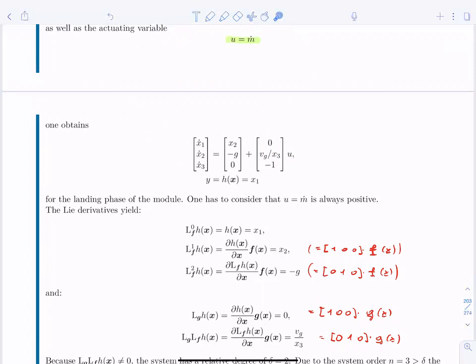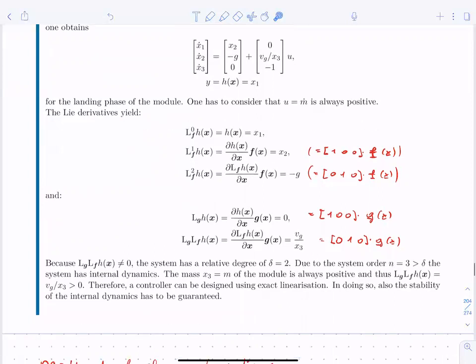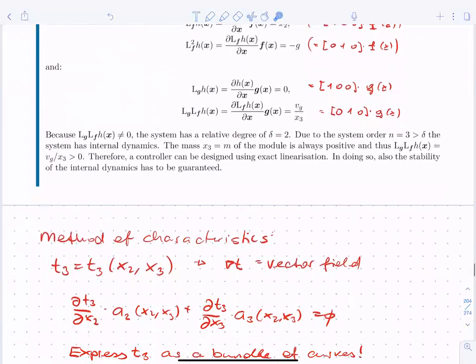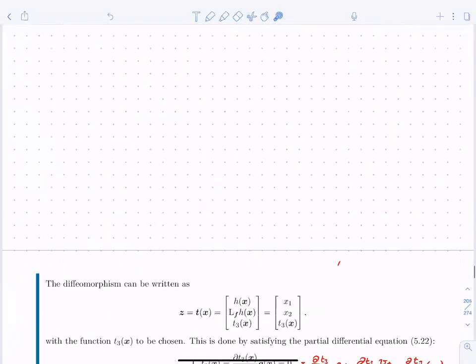So again, we play the game of the Lie derivatives. I'm not going to show it to you again. Maybe just try it yourself at home. It's really good to get acquainted and to get somehow related to all those equations and how to familiarize yourself with it. All in all, what we get here is a relative degree of 2. So this system has an order of 3, but a relative degree of 2. So we have to check what happens here in this system. This is something I'm going to show you in a minute.